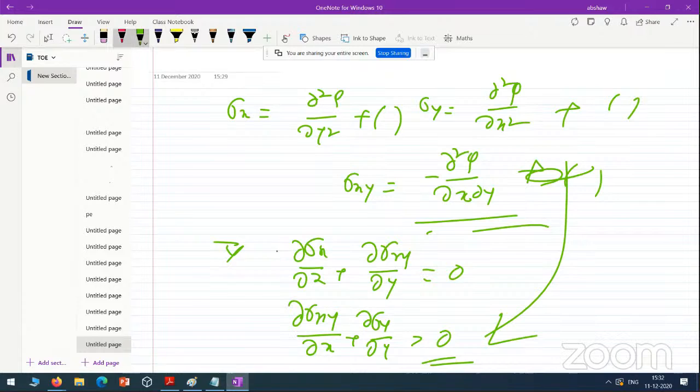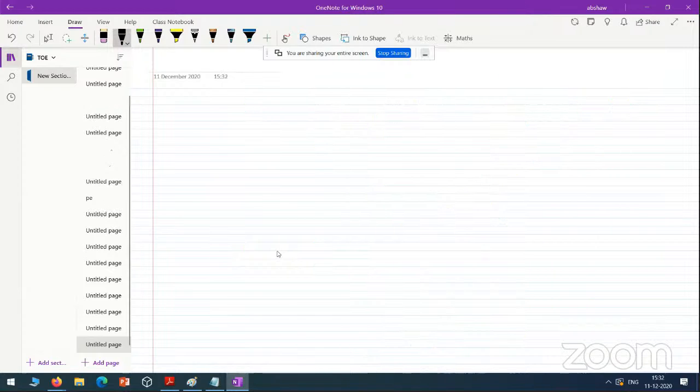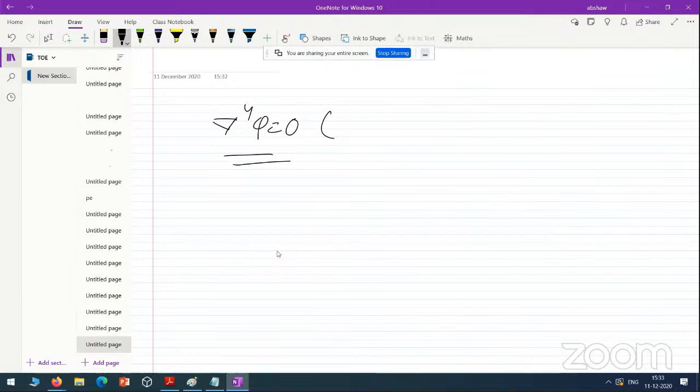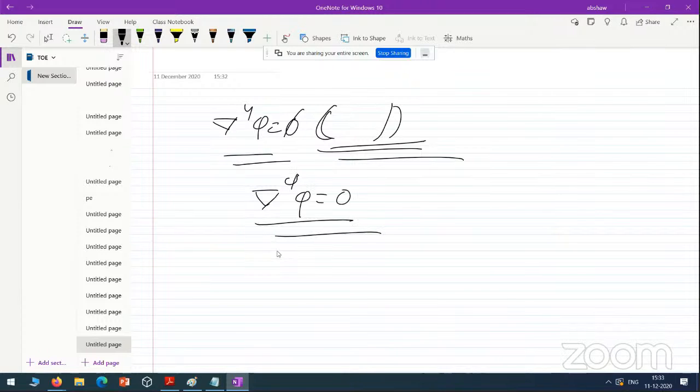Once they satisfy the equilibrium equations, the only thing we need to do is satisfy the compatibility equation. The compatibility equation is written in terms of strain, the strain is represented in terms of stress, and the stress is replaced by Airy's stress function. We get an equation like del 4 phi is equal to 0. The equation is not that simple if you have a body force term; then it won't be 0, there will be a term here. But if you do not have a body force contribution, then you have del 4 phi equal to 0. This is called the biharmonic equation.